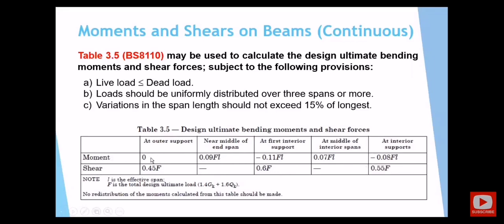And you can see here the outer supports are assumed as 0, because the end, or the connection between the beam and the column, is assumed as simply supported. Near the middle of the end span, it is of course a positive moment, 0.09 F capital times L. At the first interior support, it will be negative, minus 0.11 F capital L. The middle of the interior span would be 0.07 FL, and then at the interior support again it will be negative.